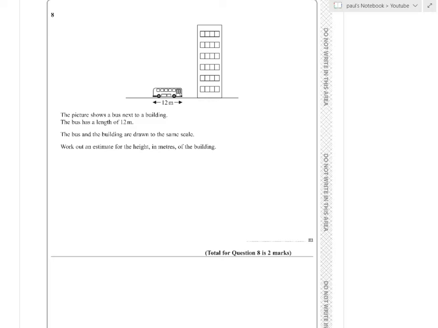Right, the picture shows a bus next to a building. The bus has a length of 12 meters. The bus and the building are drawn to the same scale. Work out an estimate for the height of the building in meters. So let's do sort of a quarter of a circle. So that's going to be 12 there. Or should we double that? Make that another 12. Double that. Make that another 12. So maybe it's 36 meters.